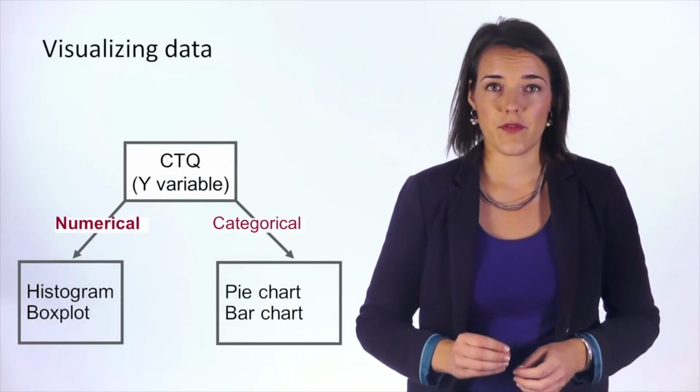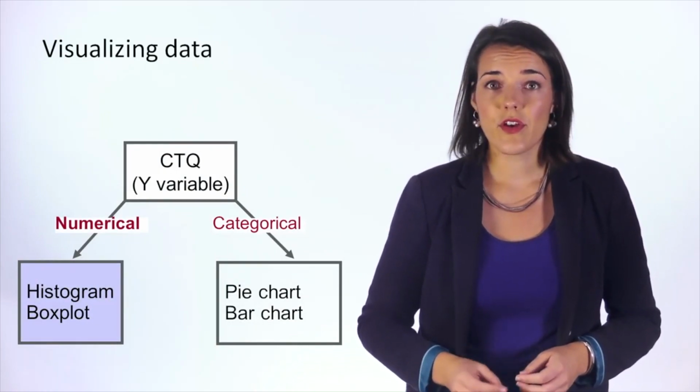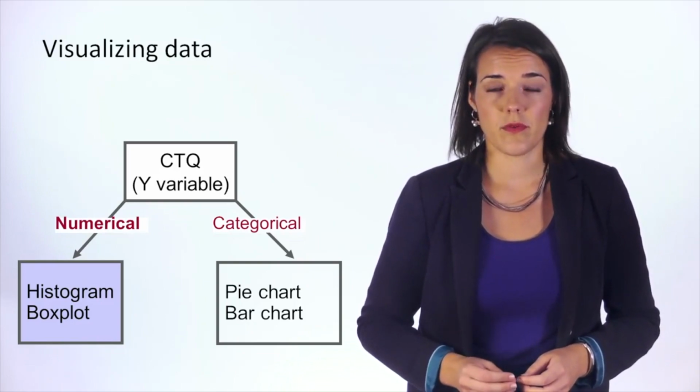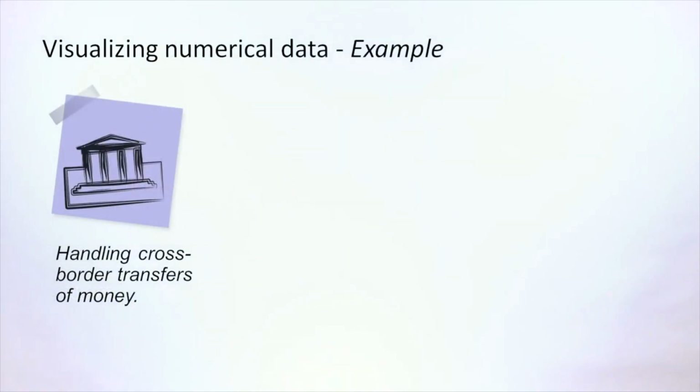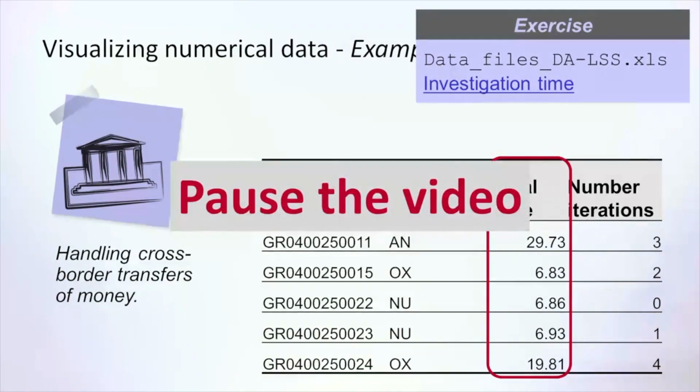When you have a numerical variable, the histogram and the box plot are the most popular methods for visualization of this variable. Let's reuse the example of cross-border money transactions. If mistakes are made, a client submits a reclaim. This is what the data looked like. I will now show you how to make a histogram and a box plot in Minitab of our variable total time. So, pause the video, load this data into Minitab before you continue.